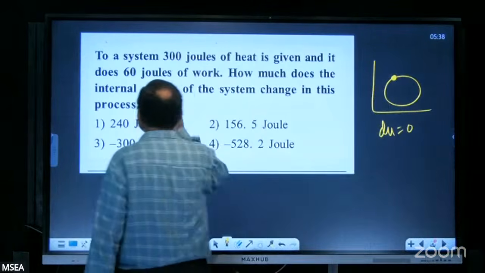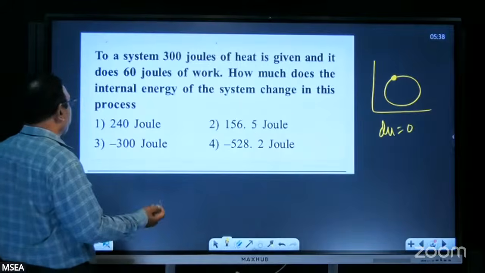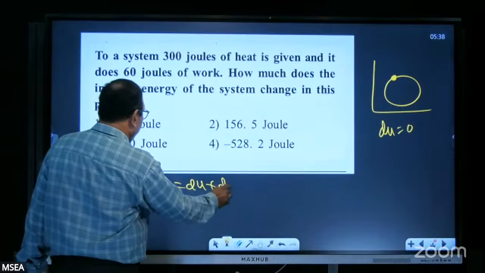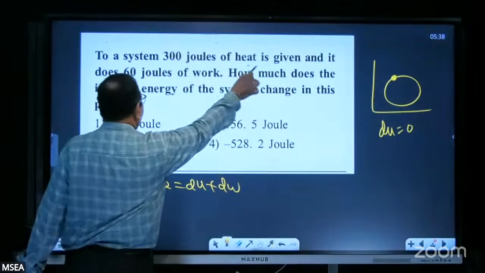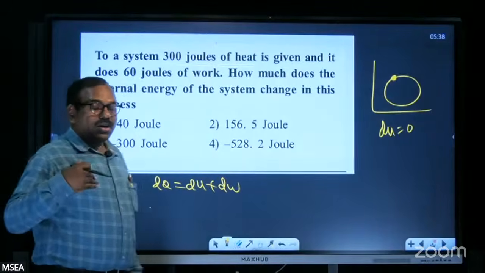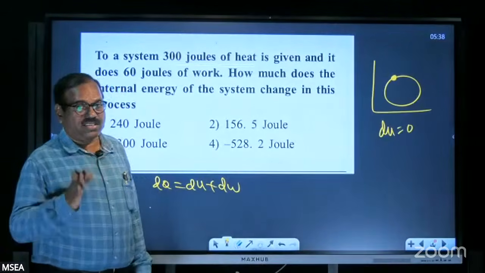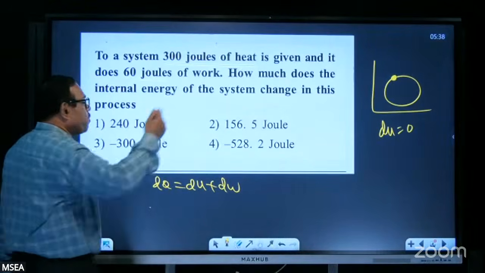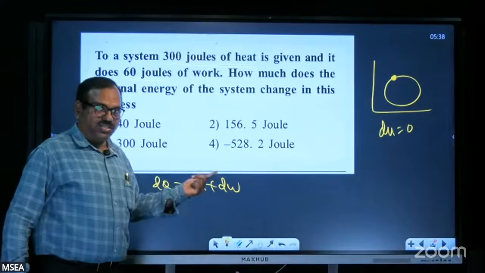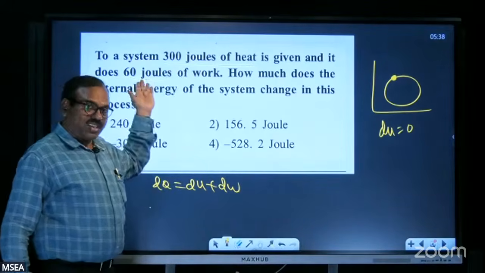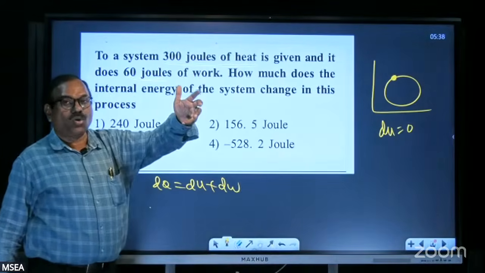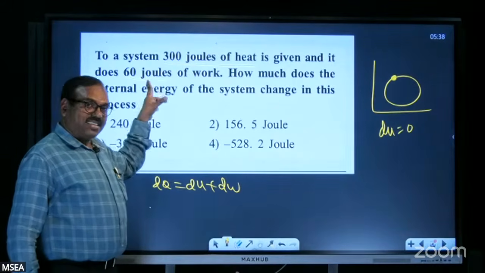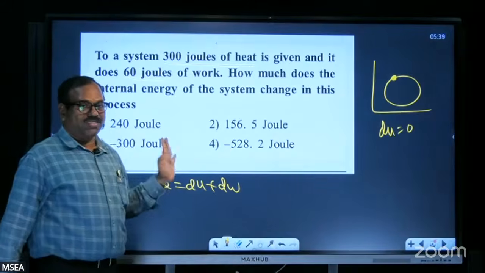Now come to this question. To a system, 300 joules of heat is given and it does 60 joules of work. Let us take the first law of thermodynamics, dq is equal to du plus dw. You should be careful about the units. Sometimes they give calories, sometimes they give joules. Because both are given in joules and the answer is also asked in joules, fine. Sometimes they give joules in one and calories in the other, so you have to convert according to the answer. If the answer is in joules and one is given in calories, you have to convert calories into joules, then do the question.